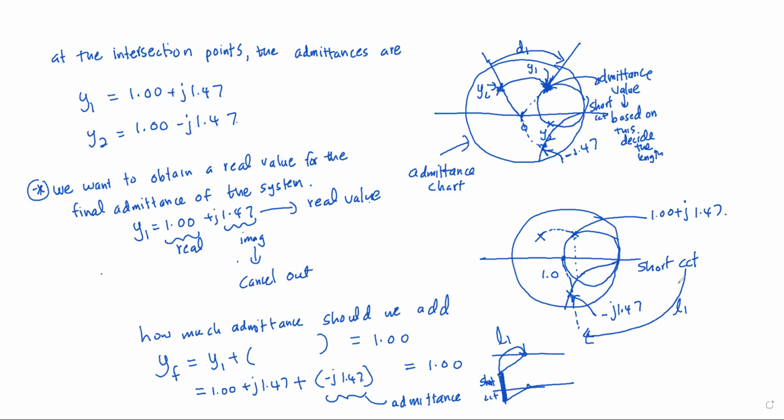First I asked you to find this admittance minus 1.47 line. So can you spot that? Minus 1.47 line. Is there any problem related to that? Do you find the 1.47 line?